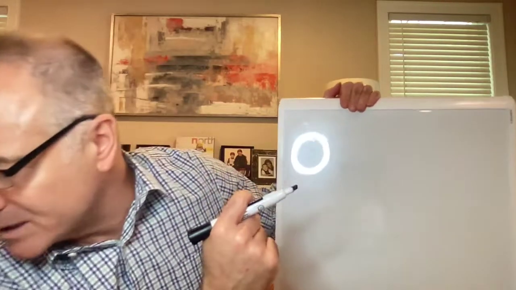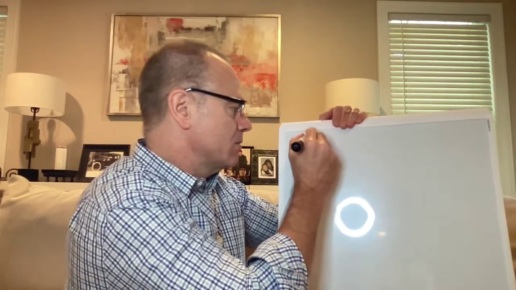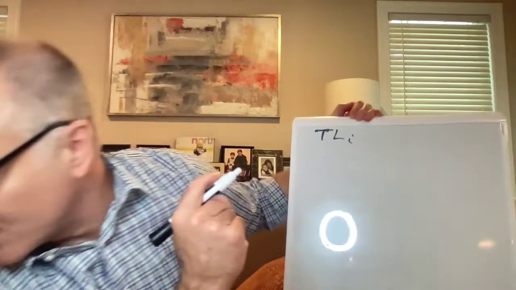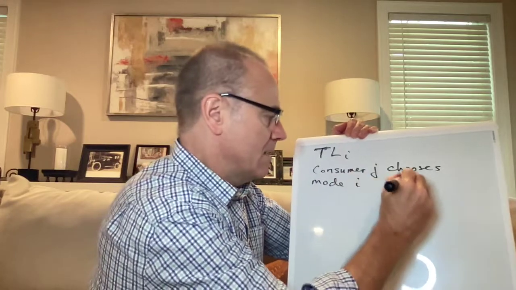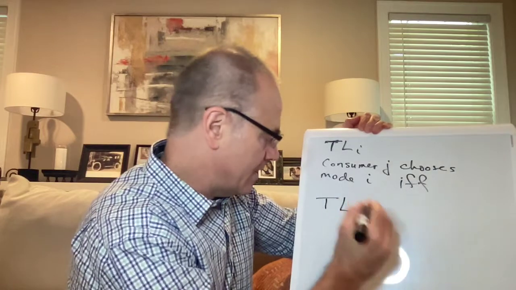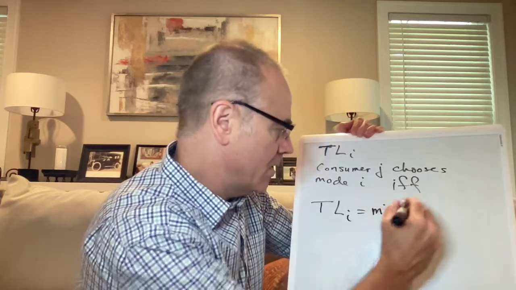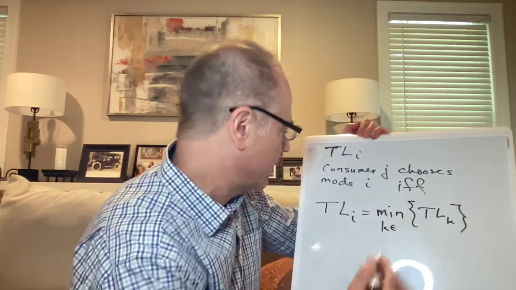So we talked about the total loss, that term I just showed you. Let's call it TL sub I, the total loss from transportation mode I. And then what happens is, I'll call him consumer J, J chooses mode I if and only if TL sub I equals the minimum of TL sub K.